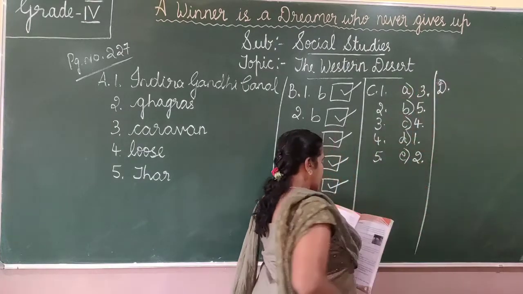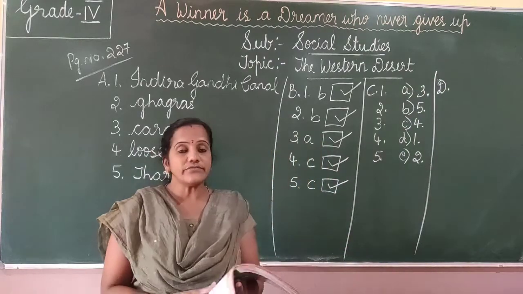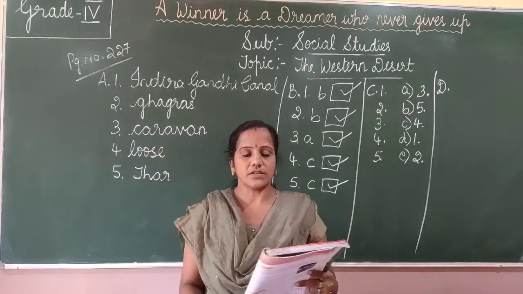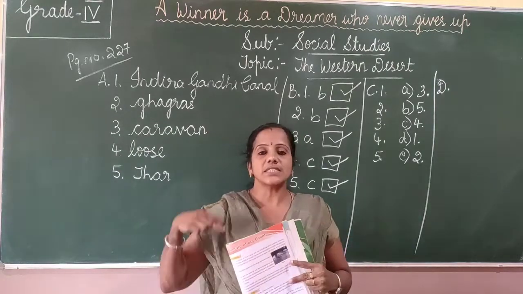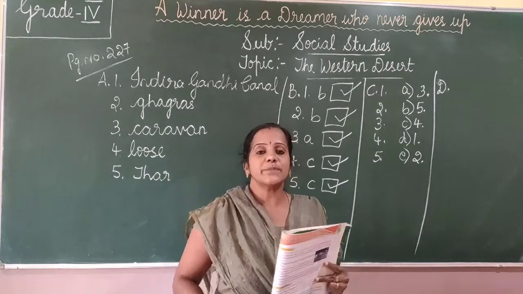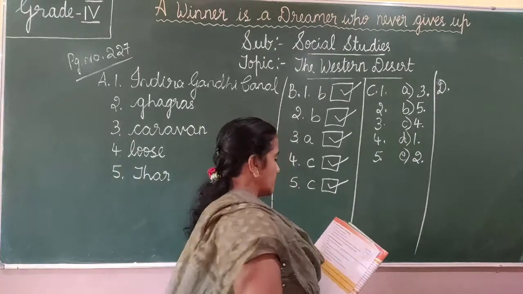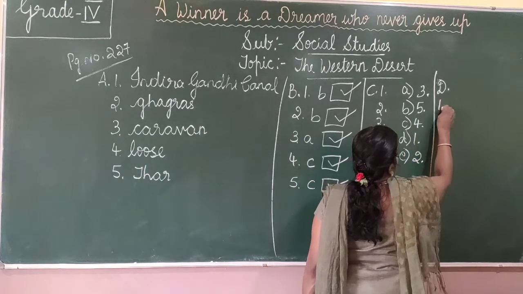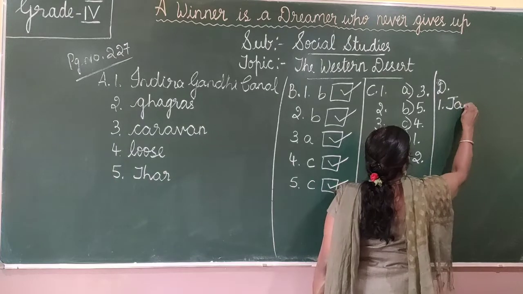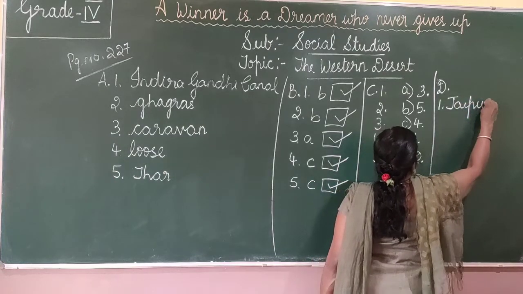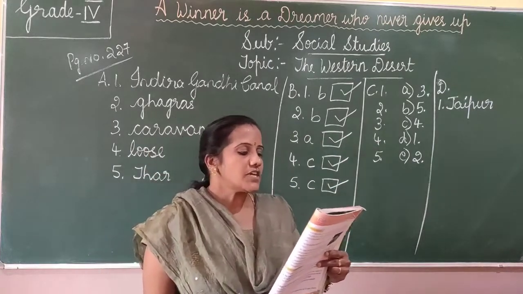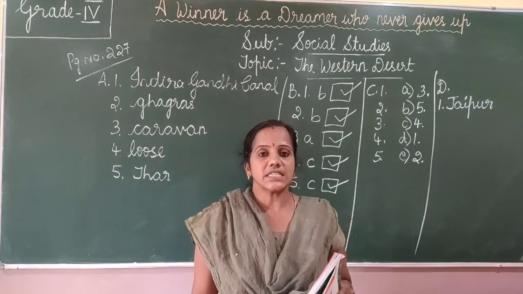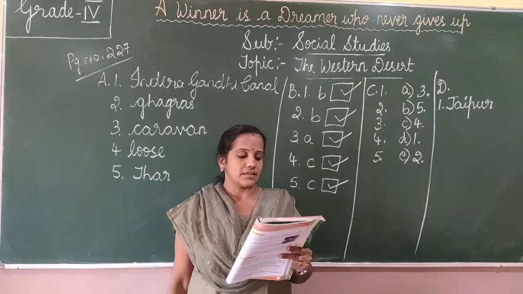D. Give one word for the following. Okay, so the first question, Pink City of Rajasthan. Which city is called the Pink City? Jaipur. So the first answer is Jaipur. J-A-I-P-U-R, Jaipur. So Jaipur is called the Pink City of Rajasthan.